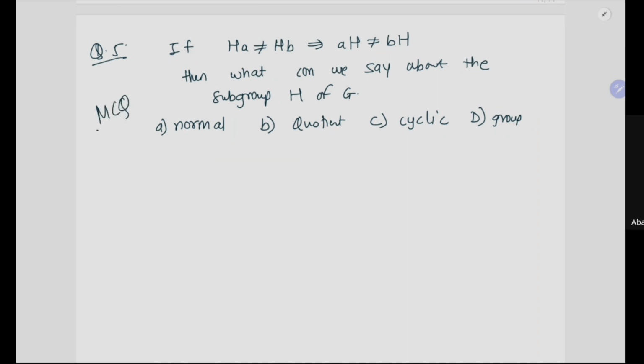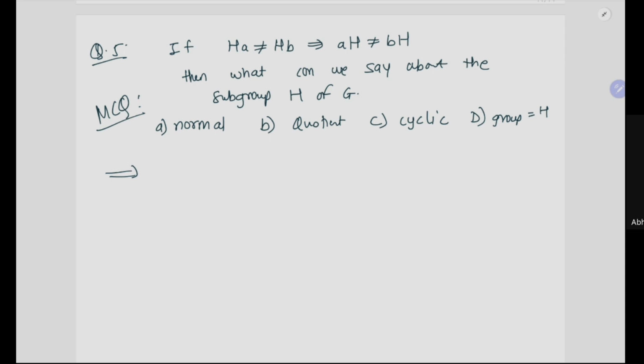This is an MCQ type question. Ma'am, here group means the group itself. Yes, H is equal to G. Okay, but this is MCQ, so let us start.